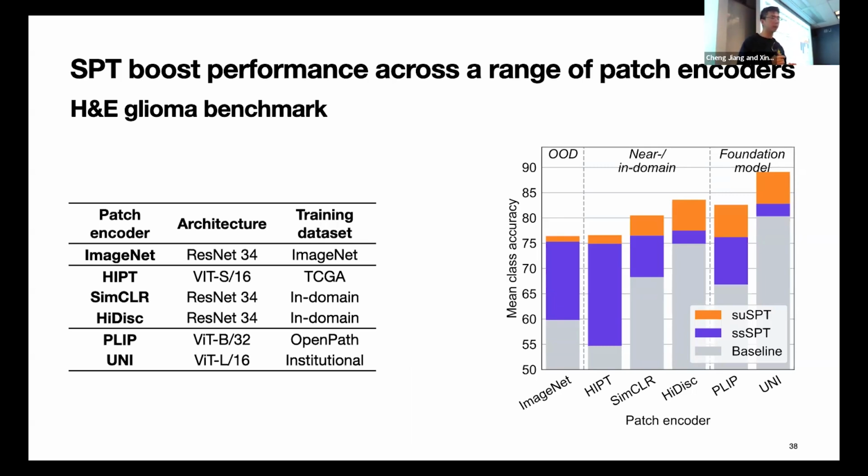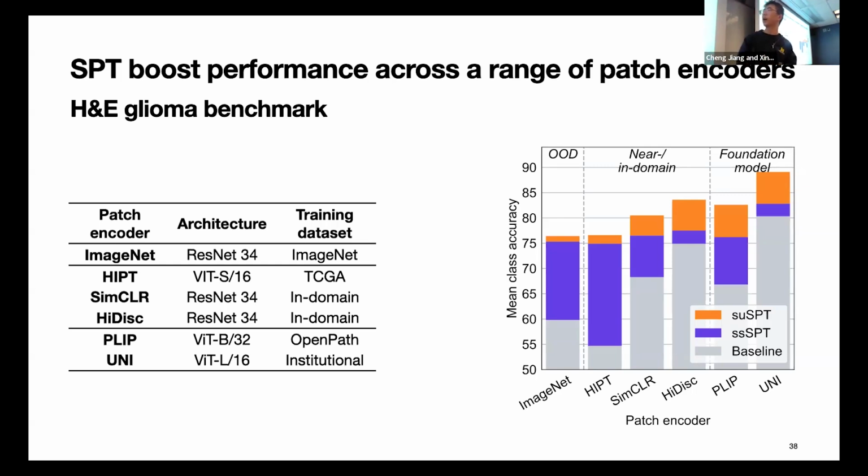SPT can work on just an ImageNet pre-trained network if you don't have the compute to train your own patch encoder. And also, some of the large labs may be able to generate a foundation model for a patch encoder. It's a very giant transformer with tons of data on it, like PLIP and Uni. And by utilizing the SPT, we can further boost their performance on top of their already extraordinary performance.